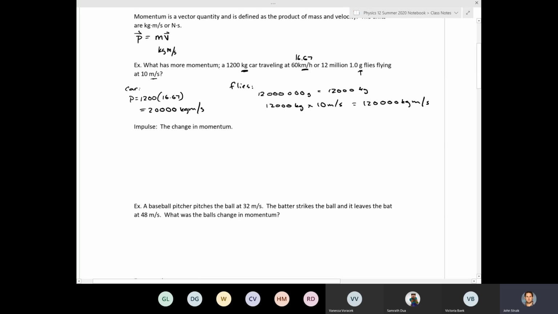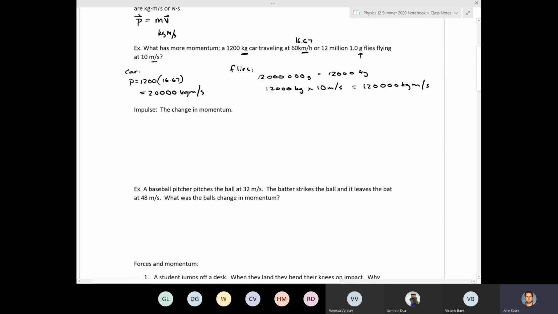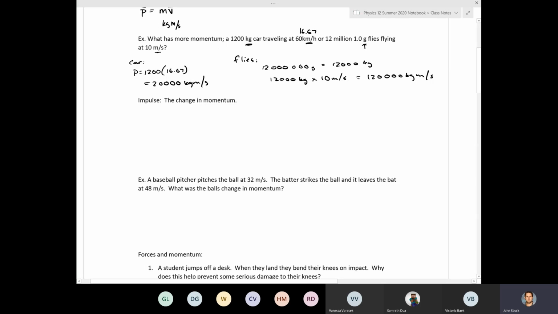I don't think you've ever had 12 million flies flying together, but that's besides the point. The point I'm trying to make, yeah, never mind. Technically, if you hit a fly while you're driving, your momentum changes ever so slightly because the fly has momentum as well.